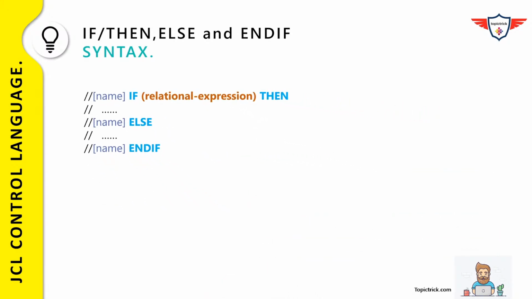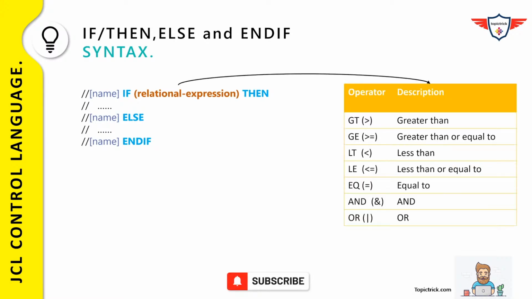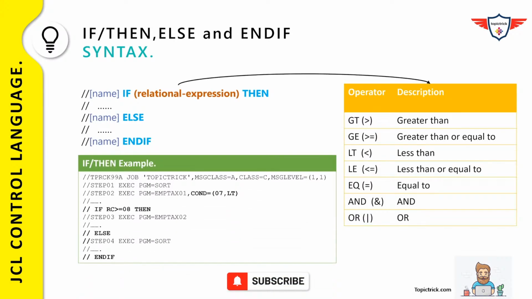Now let's look at a couple of examples so that you can understand how exactly you can use the IF THEN ELSE statement to process job steps conditionally. So again, you have a table on the right hand side. This is basically the operators that you can use to specify your relational expression along with RC as the return code of the previous step.